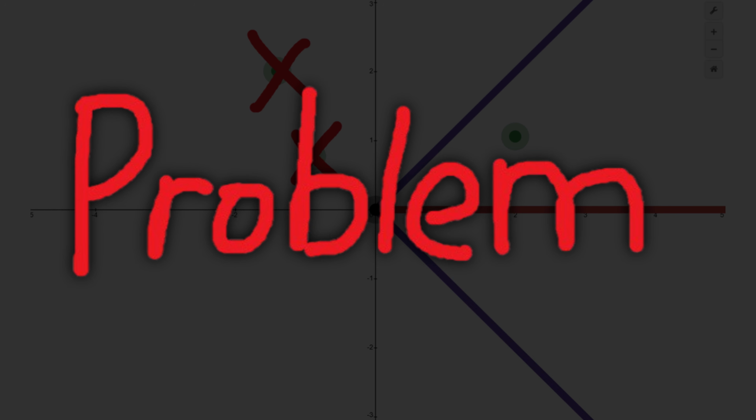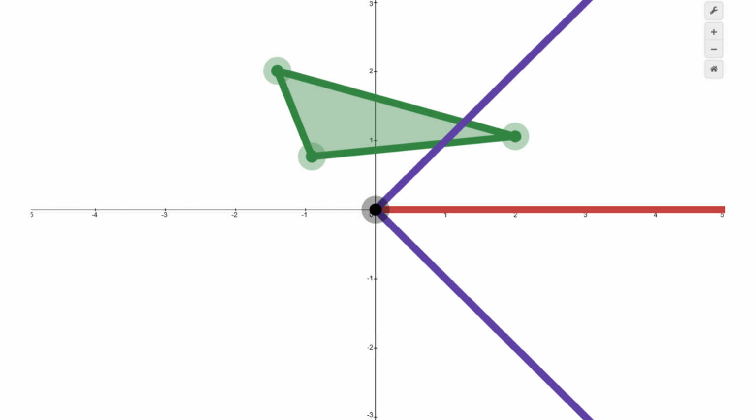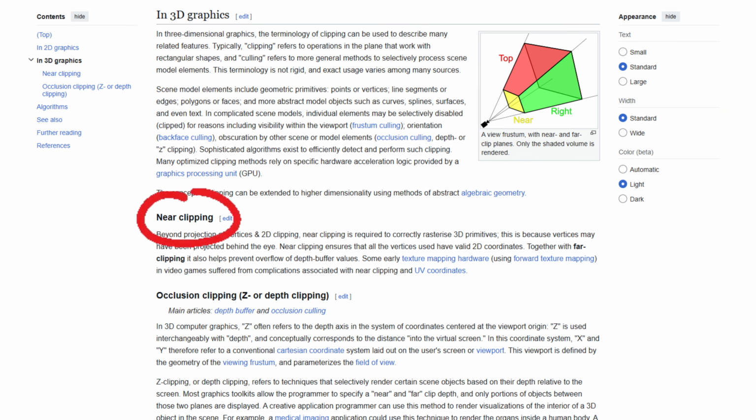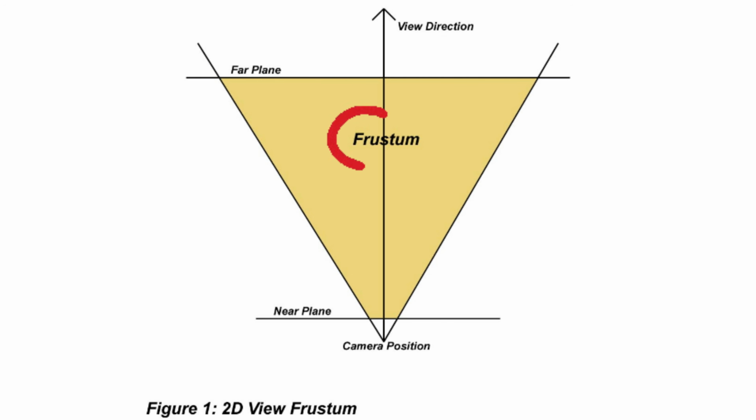But the problem is that I can't just discard the point. The point is part of a triangle, and I still need to draw the rest of the triangle. The actual correct answer is something called near plane clipping. Near plane clipping is one part of a process called frustum culling.